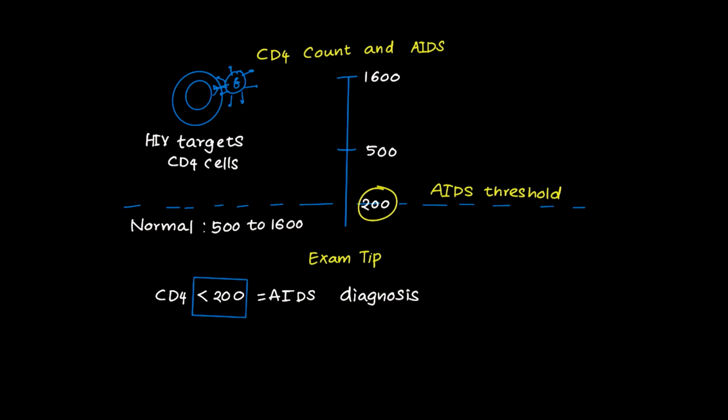Here's a WGU D446 OA exam tip for you. CD4 under 200 always means AIDS diagnosis, no matter what else is happening. Recall hook. Under 200 equals AIDS, period.